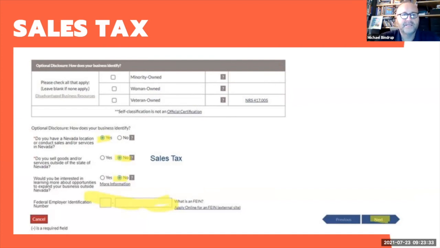You'll get a retail sales permit that will enable you to purchase wholesale, which means that you don't pay the sales tax. Only the end user pays the sales tax in Nevada. So I gave the example yesterday: if two business owners are in line at Sam's Club, and we have the same exact items in our cart, okay?